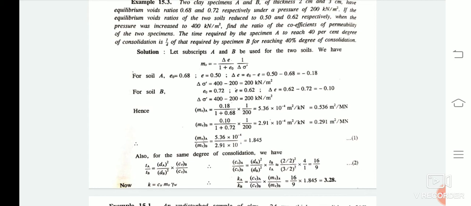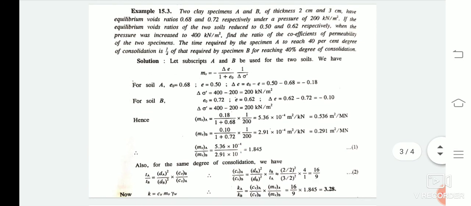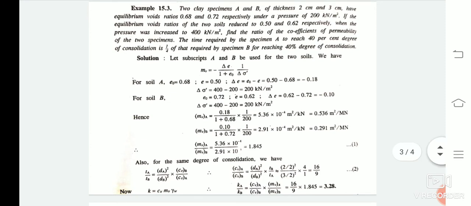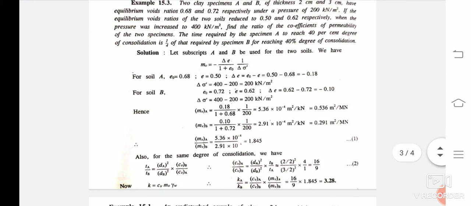So for finding the ratio of the coefficients of consolidation, we could write TA square into TB divided by TB square into TA. The depth of sample A is 2 cm and of sample B is 3 cm, and there is drainage in both directions. Hence it is 2 by 2 and 3 by 2, whole square, and the time required for sample B is 4 times that of sample A. Hence the time ratio will be 4 by 1. Hence we get the ratio as 16 by 9.